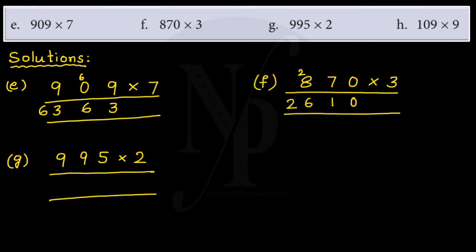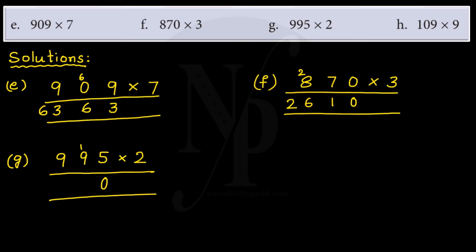Now let us move to question G. So here we have 995 into 2. So I have written down those numbers or factors here. We know that these are called factors. So 995 into 2 is written here. Let us multiply now. So 2 5s are 10. So 10 ones can be written as 1 ten and 0 ones. So 1 ten is carried forward to the tens place and 0 ones are written here.